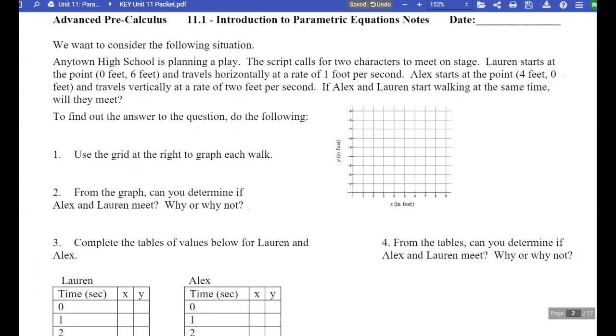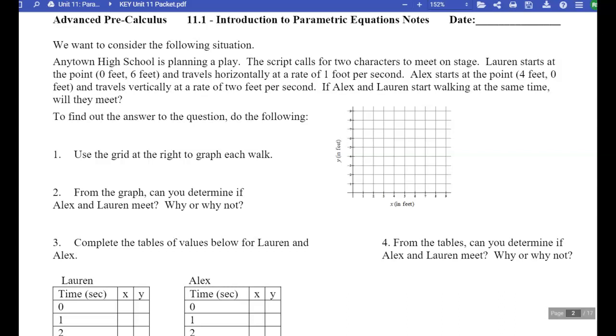So Anytown High School is planning a play. The script calls for 2 characters to meet on stage. Lauren starts at the point 0 feet, 6 feet, and travels horizontally at a rate of 1 foot per second. Alex starts at the point 4 feet, 0 feet, and travels vertically at a rate of 2 feet per second. If Alex and Lauren start walking at the same time, will they meet?